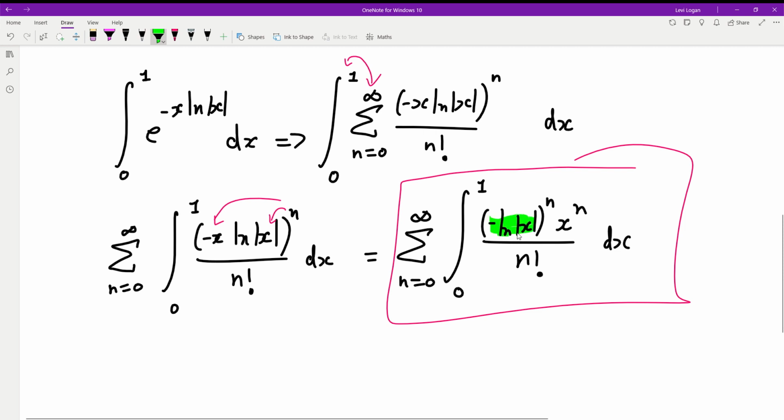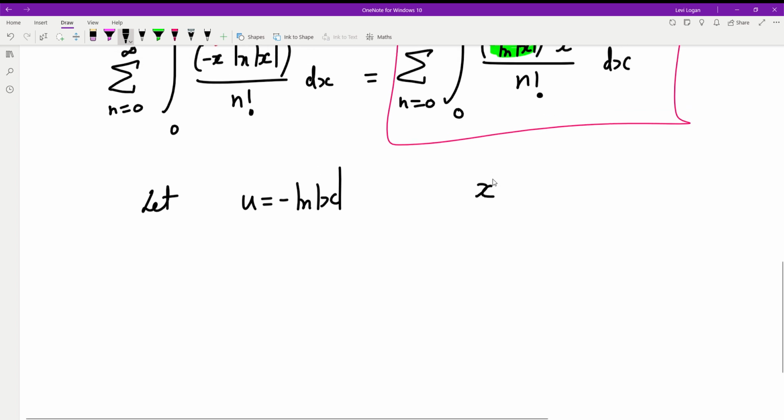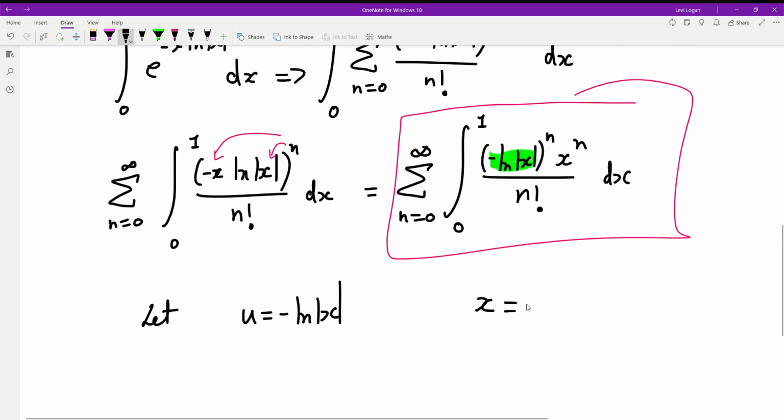I'm going to let u equal natural log of x, well, negative natural log of x. So let u equal negative natural log of x. Now I'm going to change my bounds. So when x equals 1, u will be negative log of 1. Natural log of 1 is 0, so u is just going to be 0.